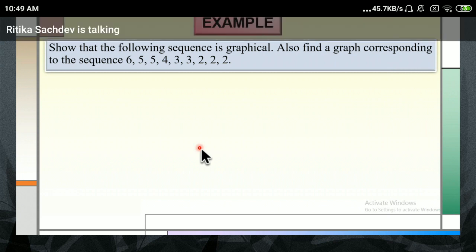Now I want you to check for this particular sequence and tell me whether the graph exists, because the question says to show that the following sequence is graphical. Also find a graph corresponding to the sequence. So now, without drawing the graph, first find out whether for this sequence a graph exists or not. Please do it on your own.